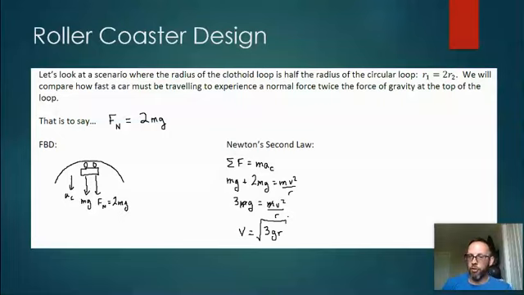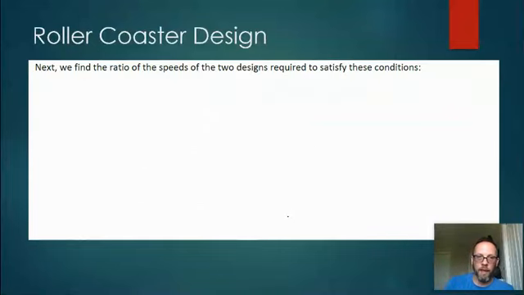So an expression for the speed required to experience twice the force of gravity as the normal force, to feel twice as heavy, is root 3gr. So let's make use of that. Now we're going to compare the ratio of speeds for the two designs.